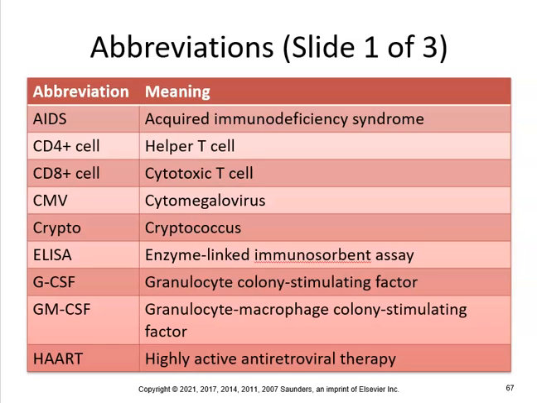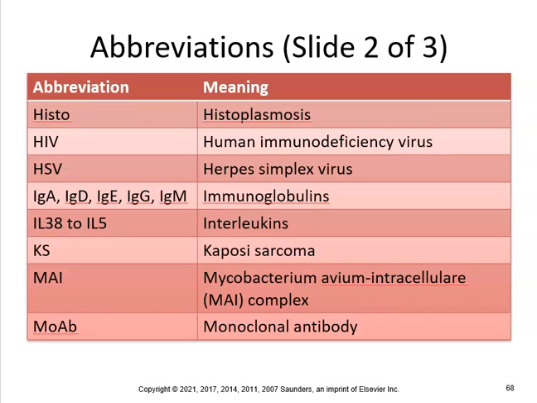And here are some abbreviations. AIDS is acquired immunodeficiency syndrome. CD4 plus cell is a helper T cell. CD8 plus cell is a cytotoxic T cell. CMV is cytomegalovirus. Crypto is cryptococcus. ELISA is the enzyme-linked immunosorbent assay. G-CSF, granulocyte colony stimulating factor. GM-CSF, granulocyte macrophage colony stimulating factor. HAART, H-A-A-R-T, is highly active antiretroviral therapy. Histoplasmosis. HIV is human immunodeficiency virus.